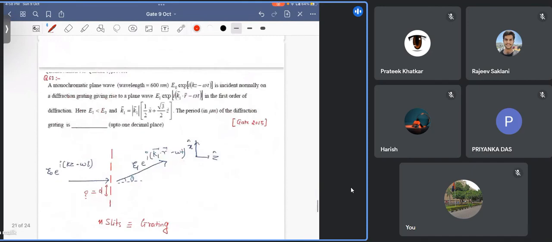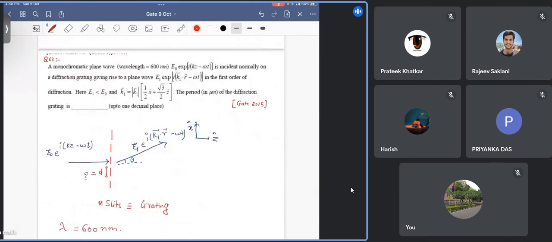Okay. So the next question: a monochromatic plane wave of wavelength 600 nanometer, given by this expression, is incident normally on a grating, giving rise to a plane wave in first order of diffraction propagating in the direction of K1. What is the period of the diffraction grating? So basically, first you have to understand what a diffraction grating is. Similar to a double slit, if you extend these slits up to n numbers, then it will become a grating. So a diffraction grating is n slits.